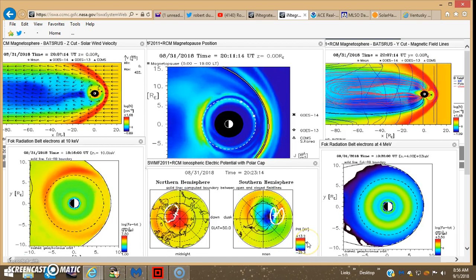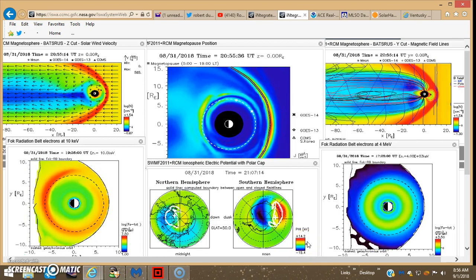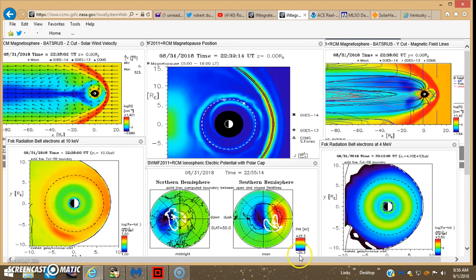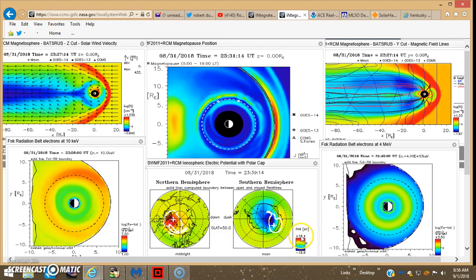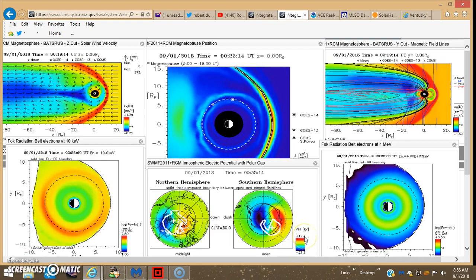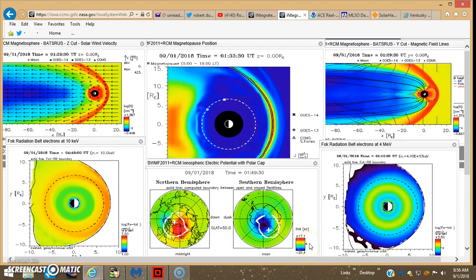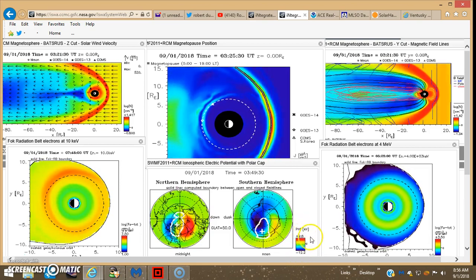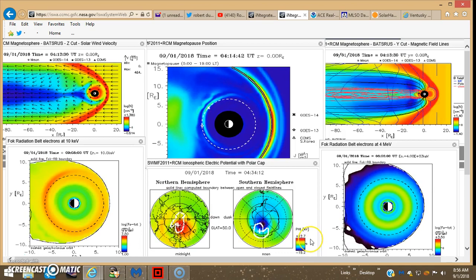Like I was mentioning in a previous video, the polar cap potential, when it's like minus 20 and plus 20, that's pretty much an equilibrium. When it gets to be like minus 50 and plus 20, that'd be a 30-point difference.